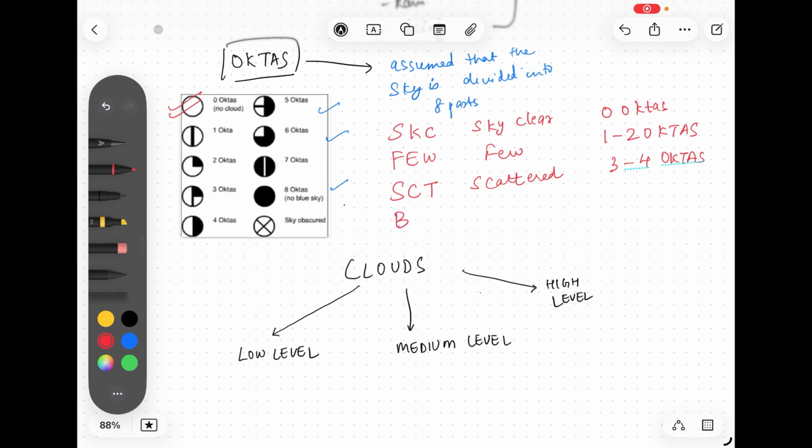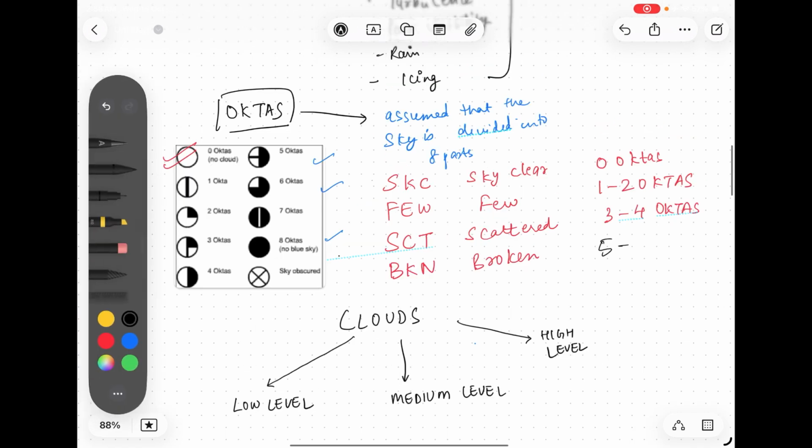When in METAR it's shown as BKN, that is broken, that is 5 to 7 octas. These are just the full forms and short forms. And the last is overcast, that is basically fully covered, so that is the full 8 octas. The example is given: no blue sky, it's fully covered with clouds.